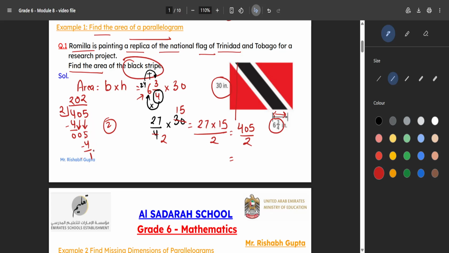Now there is no number to bring down. So when there is no number to bring down, you can put a decimal in the answer, and the decimal gives you the power to put a 0 at the last of the number. Do I have 10 in the table of 5? 2 times 5 gives me 10. We do minus, get 0. So answer is 202.5.